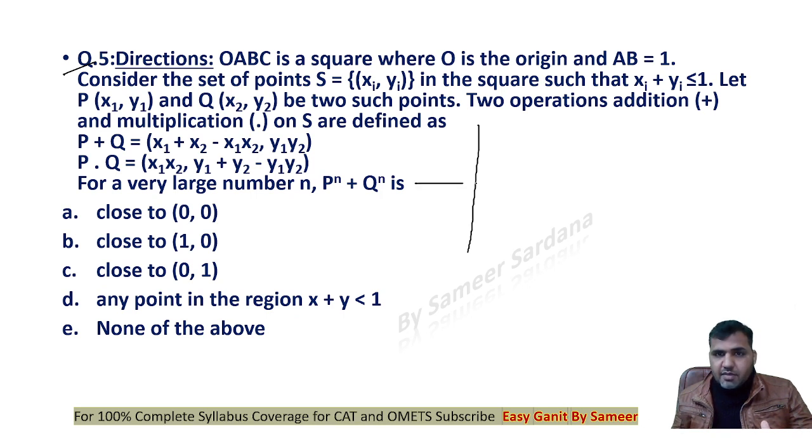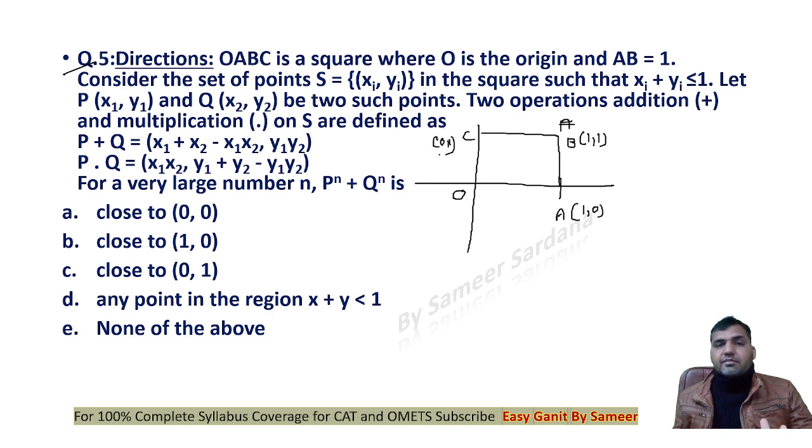So first make a square with O being the origin here, and the side length, as you can see, is given to me as 1, and OABC is a square. So just make a square with side length equal to 1. OABC, so the coordinates of this point will be 1, 0. This would be 1, 1, and this will be 0, 1.